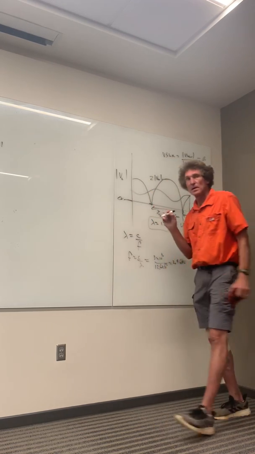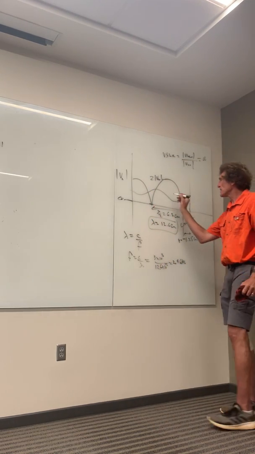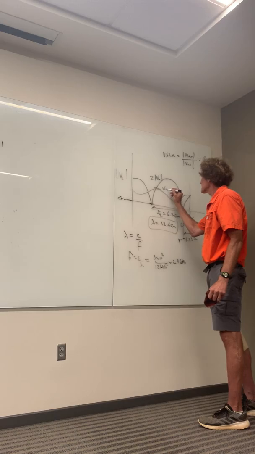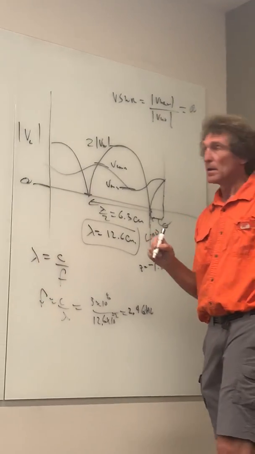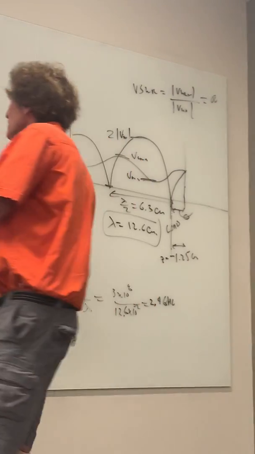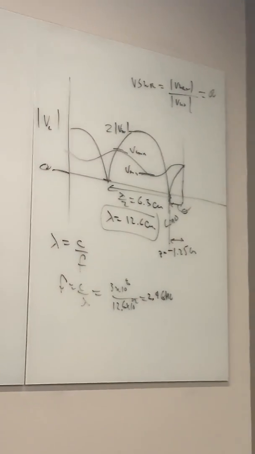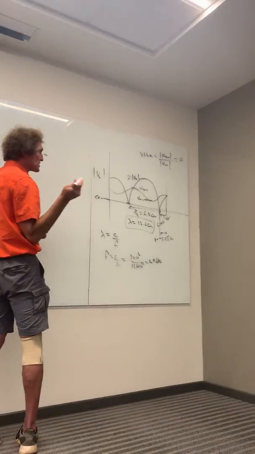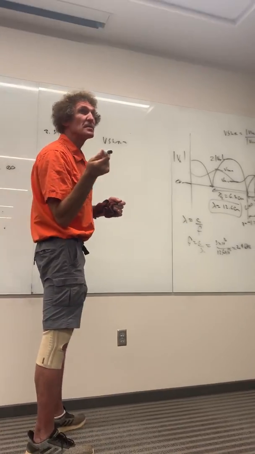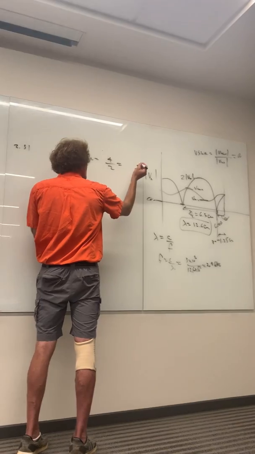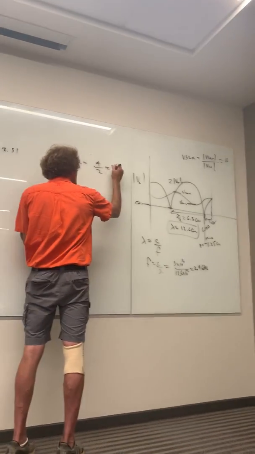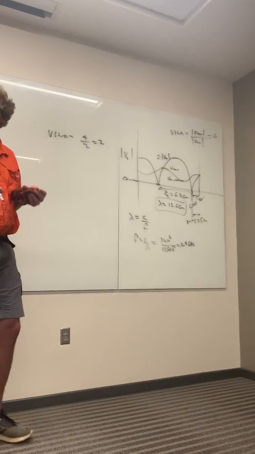Are you with me? Now, you can take a look at the Vmax here, and this is Vmin, right? So for your VSWR with the load attached, what's the maximum voltage? Can you read it off? What is it? 4. And what's the minimum? 2. So that means we have a VSWR of simply 2, right? Correct?